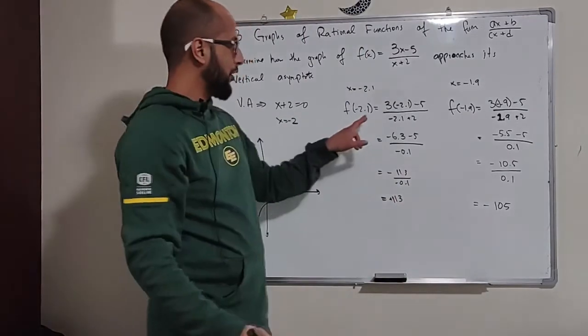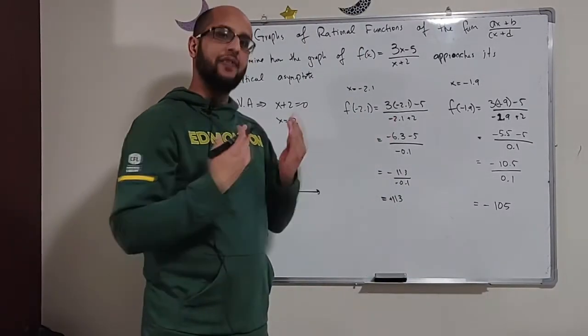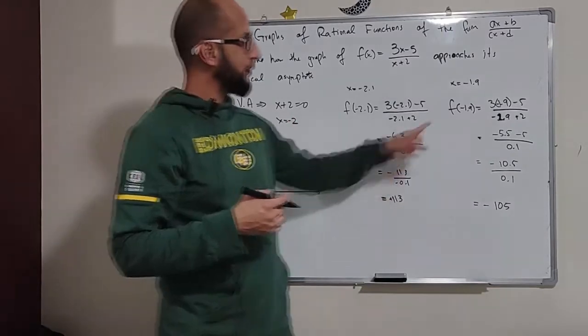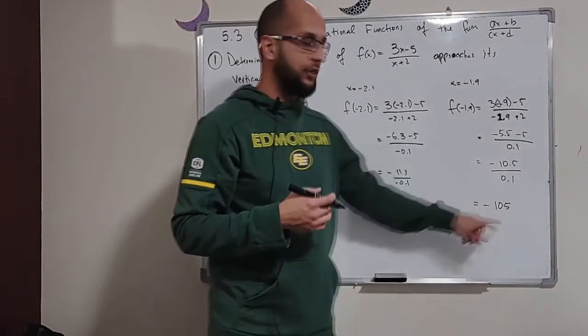What does this show me? At negative 2.1, meaning to the left of my asymptote, I have a positive number. To the right of my asymptote, I have a negative number.